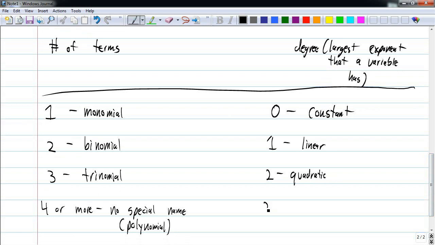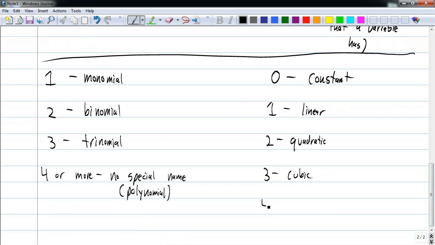If it's 3, that's a cubic polynomial. 4 is quartic. 5 is quintic. There are other names for higher degrees, but we will not go any higher than 5. All of these terms you should know already. I'm just listing them to get them in your head.